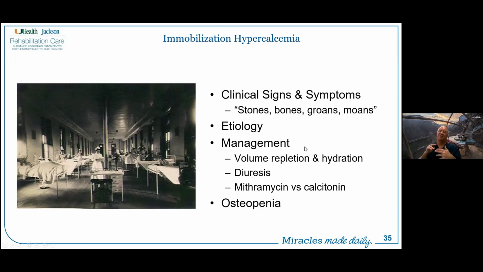So they have hypercalcemia. We're going to try to dilute that and ideally filter it through the kidneys with diuresis. And then we may end up using mithramycin or calcitonin as well. Ultimately, our folks are going to develop osteopenia below the levels of their spinal cord injury. And oftentimes this will move on to osteoporosis.